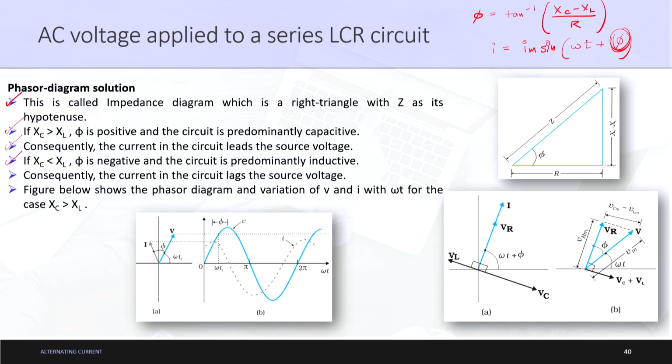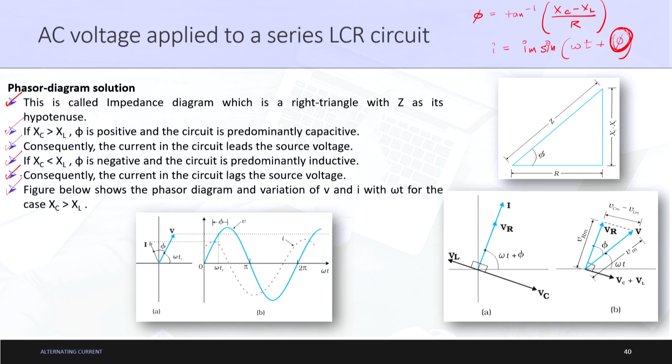So, if xl is greater than xc, we will say that the circuit is predominantly inductive. That thing being said, next thing is consequently the current in the circuit lags the source voltage, right, quite evident because phi is coming out to be negative. So, anything which is of negative sequence will always lag behind the voltage. Therefore, voltage will be ahead and the current will be behind.